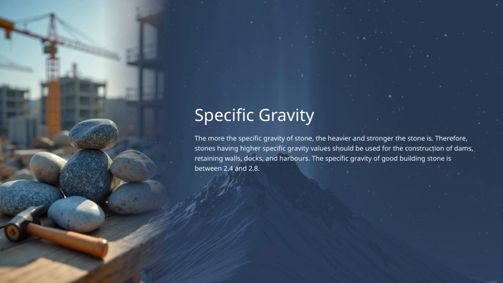For example, stones with higher specific gravity values are ideal for structures like dams, retaining walls, docks, and harbors, where strength and durability are vital. Typically, good building stones have a specific gravity ranging between 2.4 and 2.8. Understanding this helps us choose the right type of stone for each project, ensuring safety and longevity in our constructions.